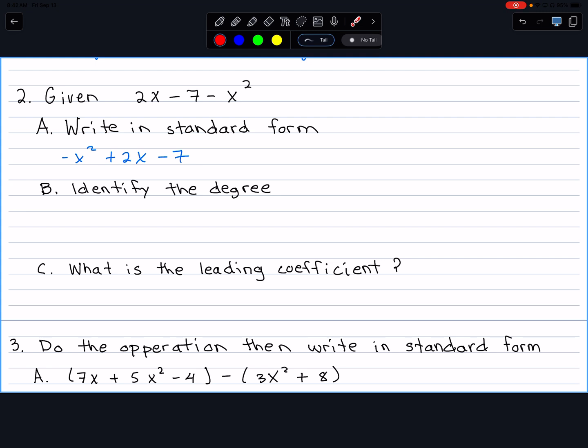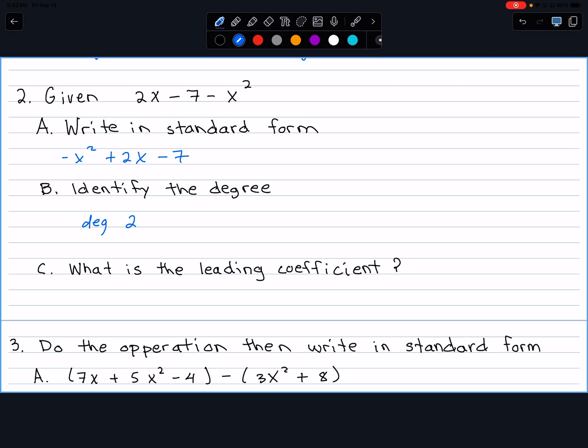When we go to identify the degree, it is always whatever the highest degree monomial is. So this is degree 1, this is degree 0, this is degree 2. Since this monomial has the highest degree, the entire polynomial has that degree. So in this case, our degree is 2.